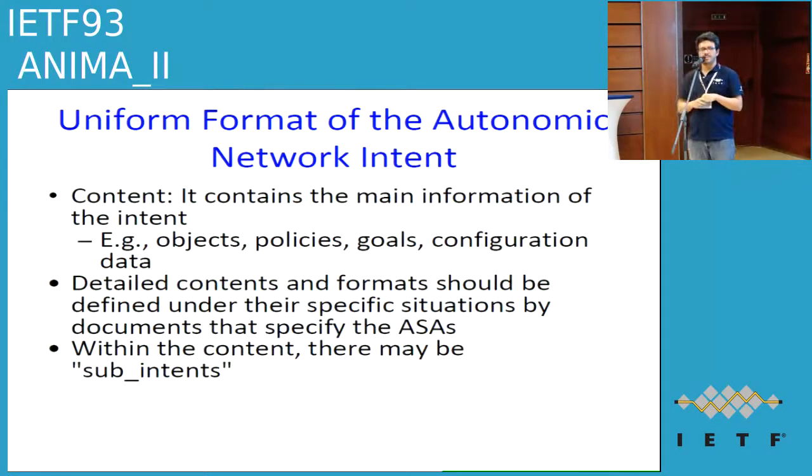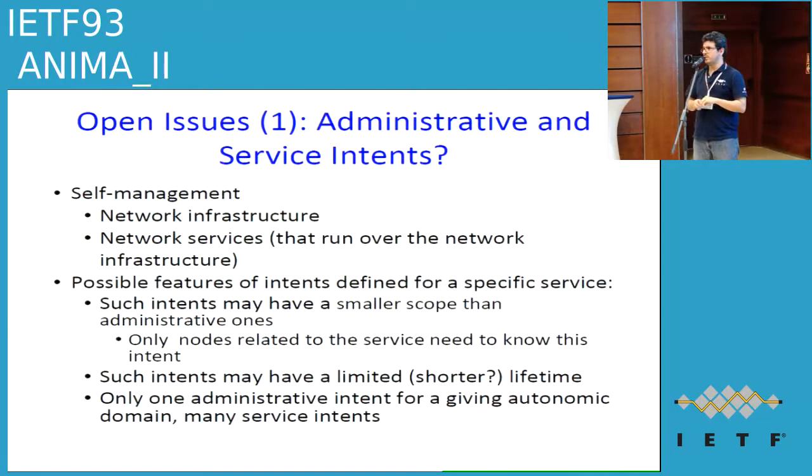Next slide. So there are some open issues on the draft right now, and I think it's important to say that this draft is in its first or second version, so it's kind of initial work. And the first one is that when you are considering self-management, we can talk about that for the infrastructure or for the service. So, for example, we can have an intent that is described for the entire network, or intents that can be described for specific services that are running on that network.